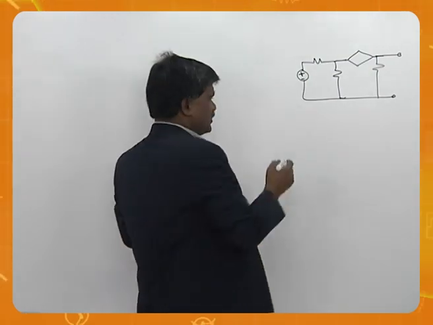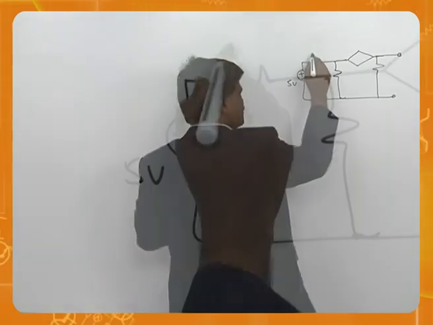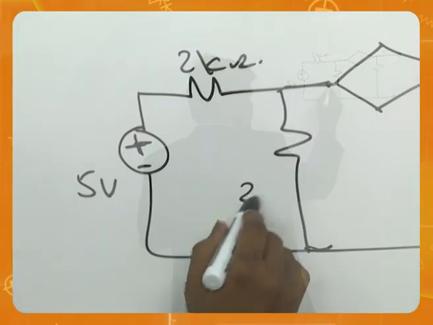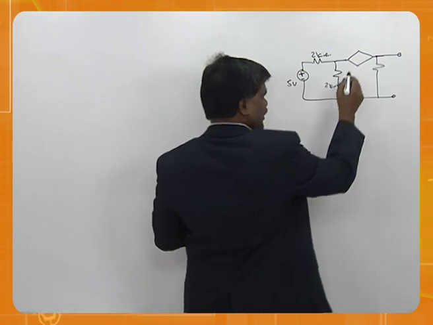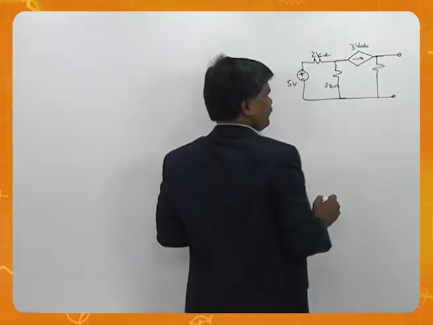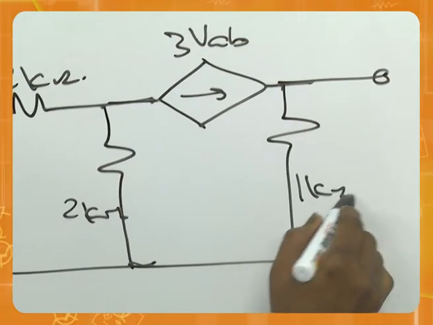Look at this, this is 5 volts, the resistor is 2 kilo ohms, another one is 2 kilo ohms. The source that he gave was 3 VAB, and then another resistor is 1 kilo.